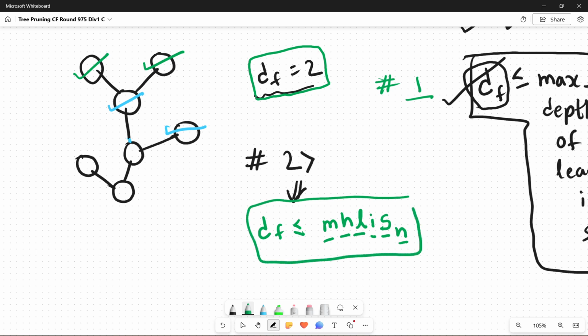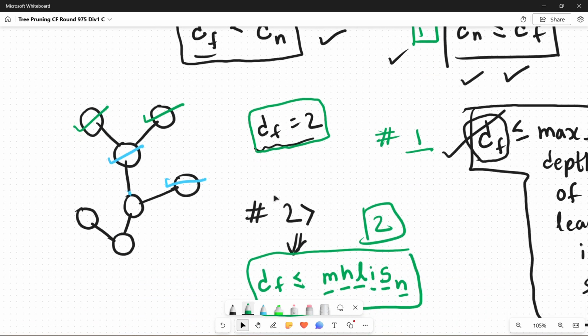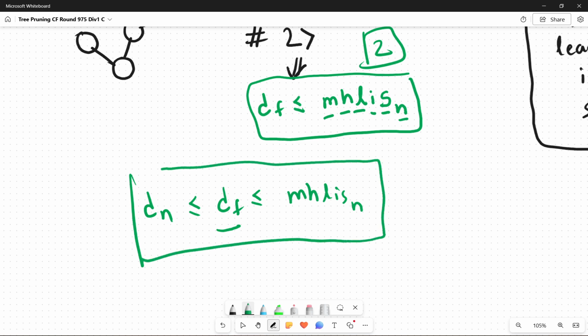So from observation number 1 and observation number 2, I can get that my df, the final depth, should be between these two numbers. Okay, so these nodes will survive.